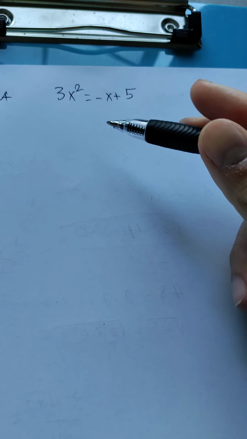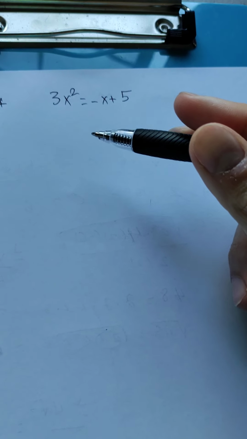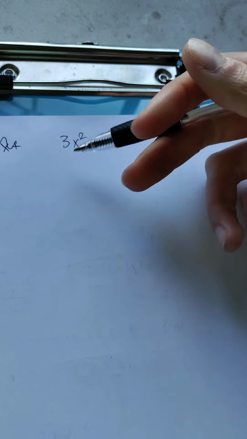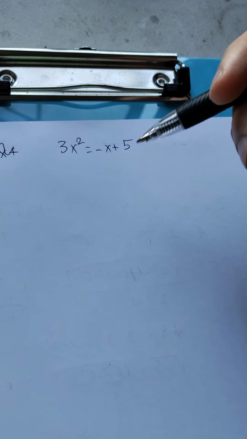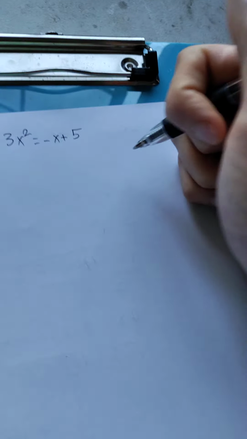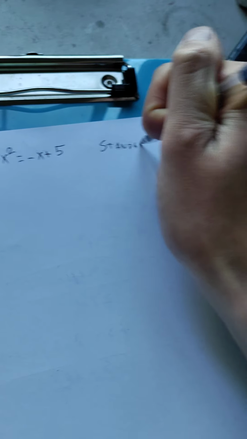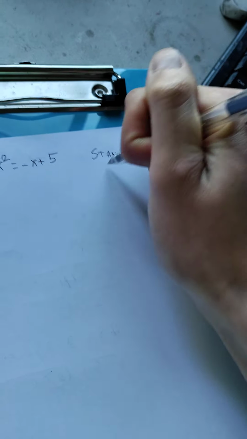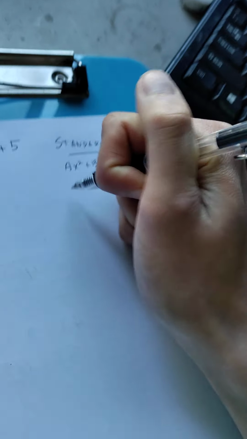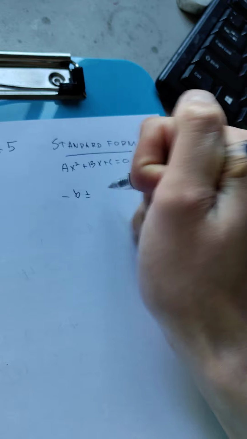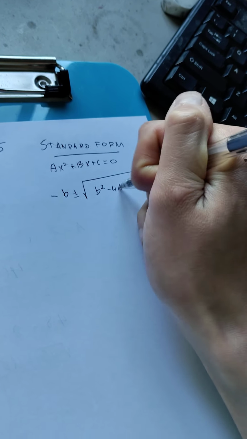Okay, so this problem is a little bit more difficult because the numbers don't come out nice when you try to solve it. So to solve this, you write down this formula for the standard form, which is ax squared plus bx plus c equals 0, and then the quadratic equation, x equals negative b plus or minus the square root of b squared minus 4ac, over 2a. So these are the two formulas.